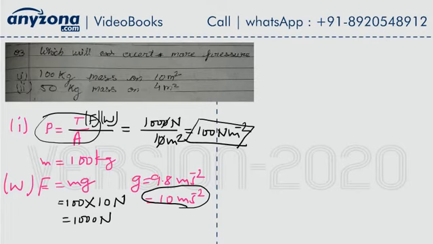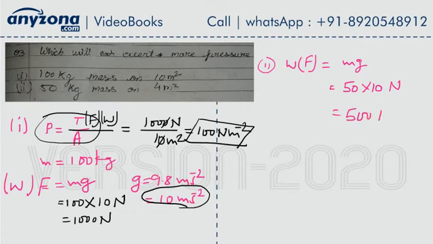Now check out the pressure exerted in the second case. In the second case, mass is given as 50 kg. So now find the weight. Weight means the force applied by this. So F is equal to mg. So 50 into 10, I am taking 10 here, Newton. So 500 Newton. Now find the pressure, which is equal to T upon A.